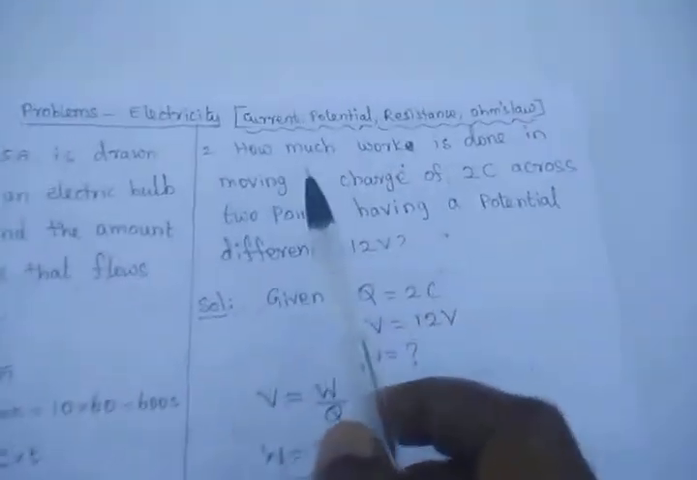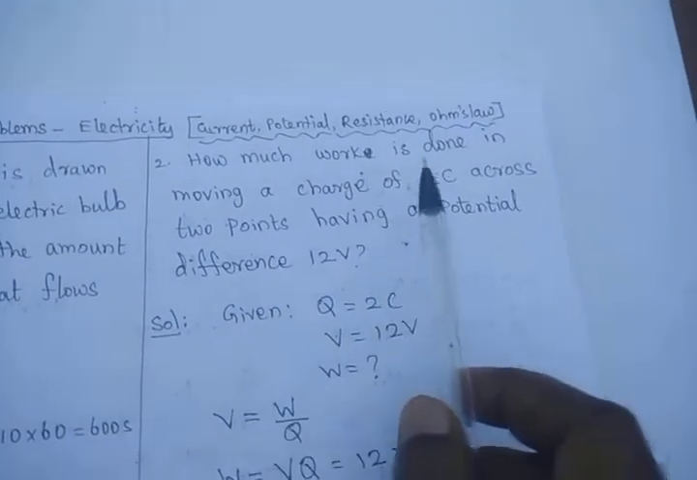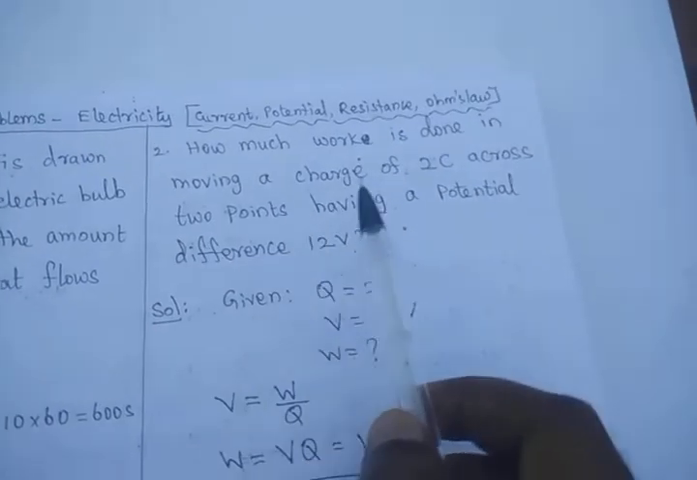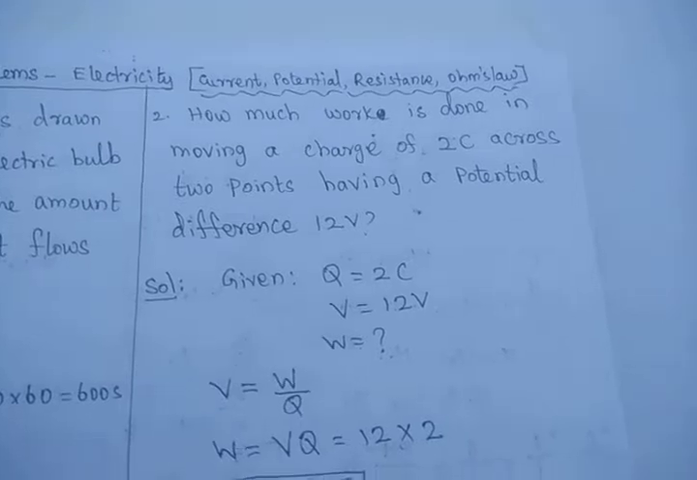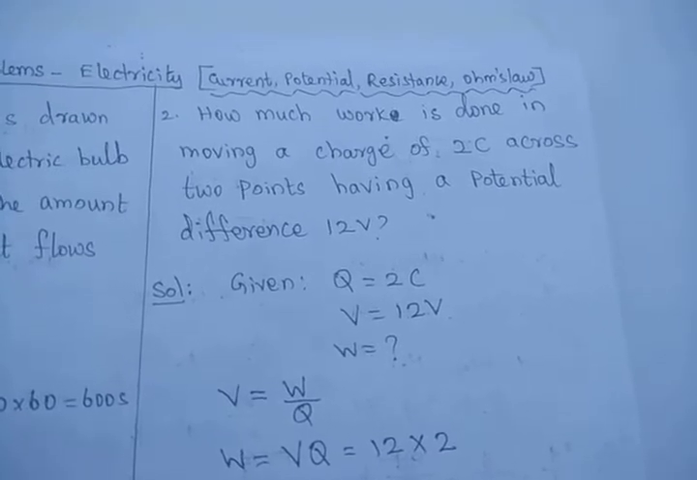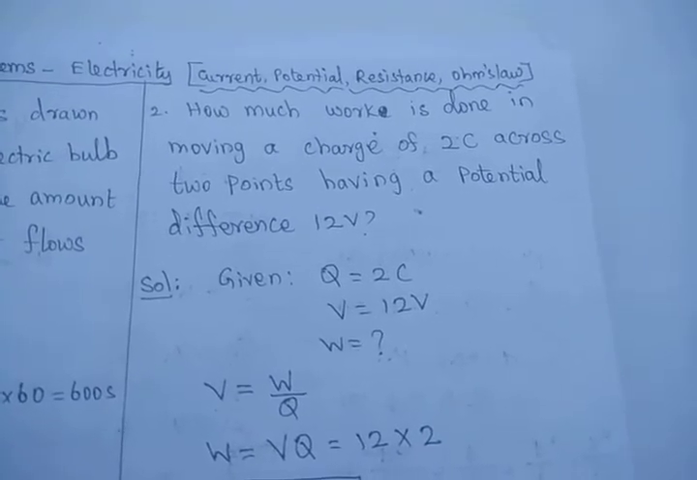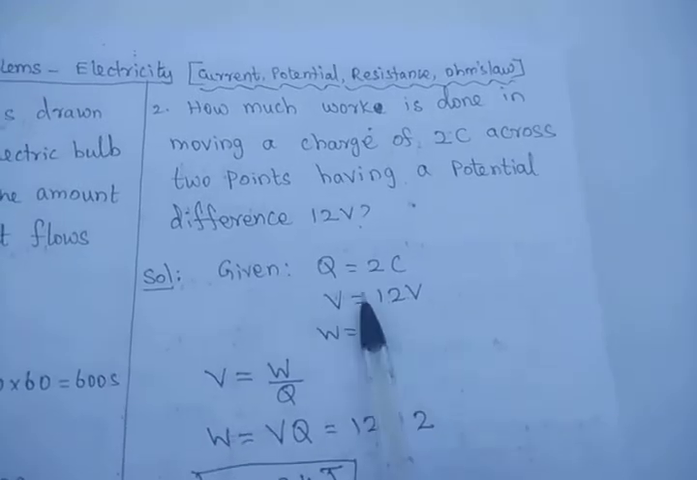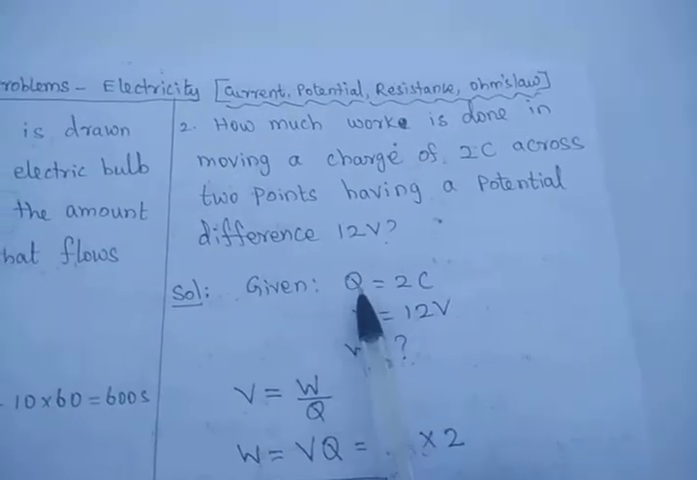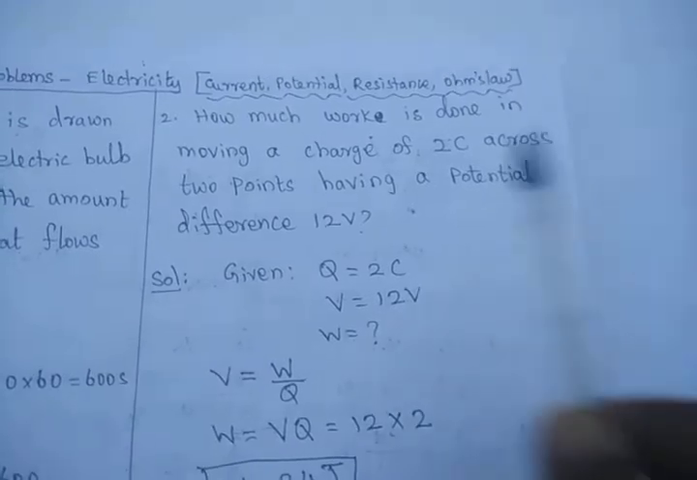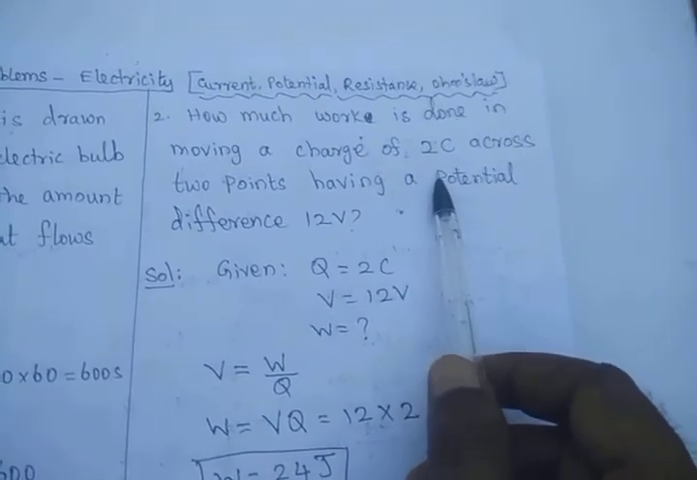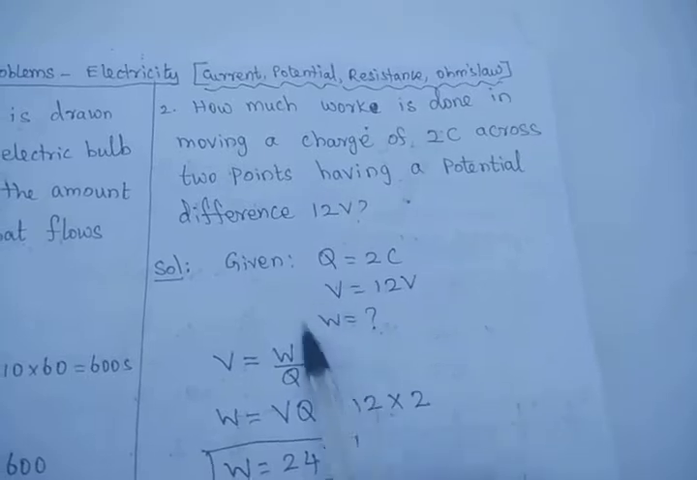Next problem. How much work is done in moving a charge of 2 coulomb across 2 points having a potential difference of 12 volt? So between the 2 points the potential difference is 12 volt and the charge is 2 coulomb. This is the definition of the potential, the amount of work done to bring a charge from one point to another point. So that work done we have to find.